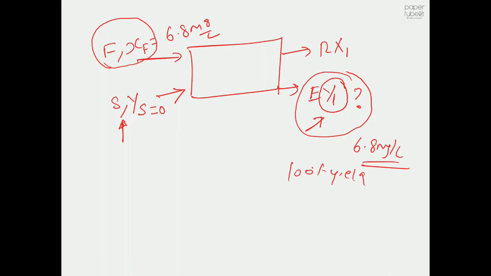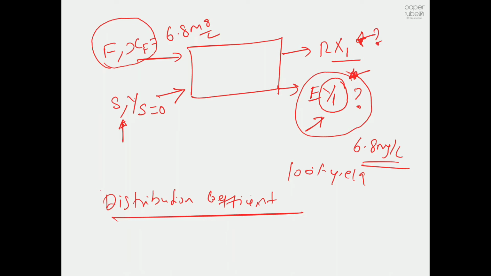So we need to calculate Y1, and we don't have X1, we don't know what X1 is, so that's what we are going to calculate. But we do have the distribution coefficient. This is something I haven't introduced throughout the module. I never talked about this terminology when we were discussing the topic of liquid extraction.